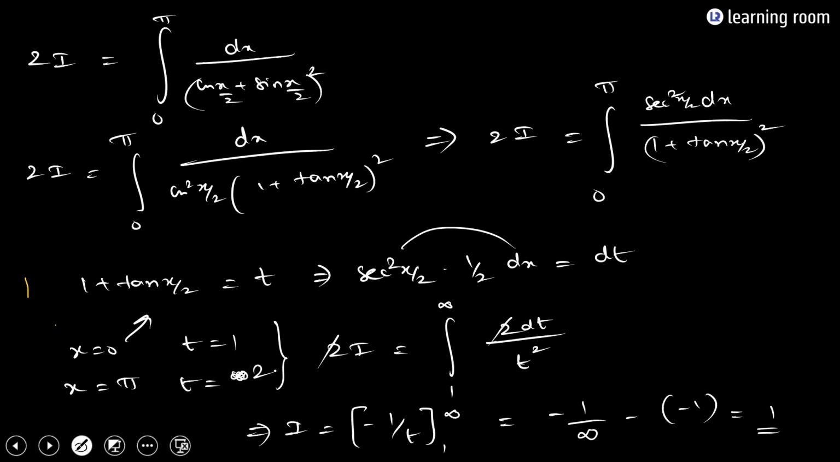See, 1 plus tan x by 2, I took it as t. So secant square x by 2 into half dx is equal to dt. So secant square x by 2 dx is equal to 2 dt. Okay. So 2 dt divided by t square. So integral of 1 by t square is minus 1 by t from 1 to infinity. Did I miss something?